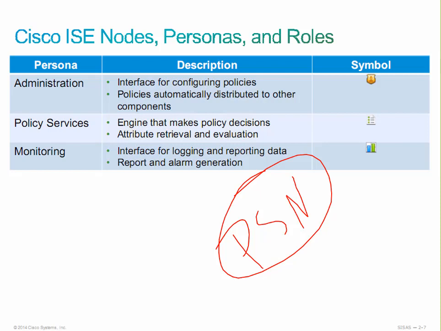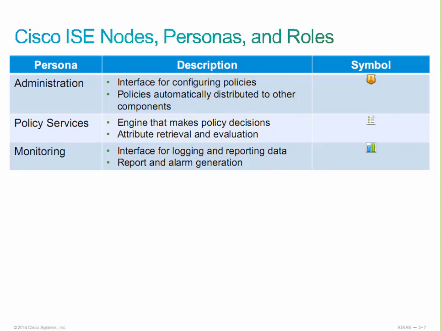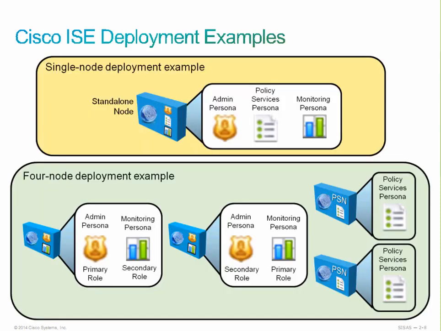Then we have our monitoring persona, which is pretty straightforward. This is our monitoring node that's going to be able to generate reports and alarms and give us the ability to monitor everything that's happening in our ISE environment. Like I said, you don't have to deploy all of these components individually on separate ISE nodes. You could run a standalone node where you decide to run all 3 personas within that node, or you could distribute those services across multiple nodes.